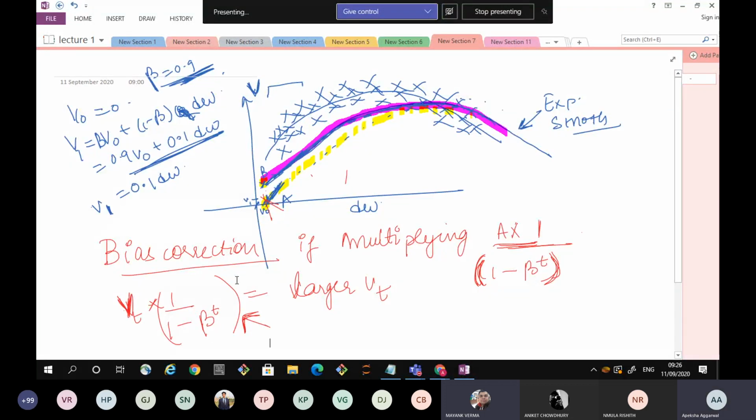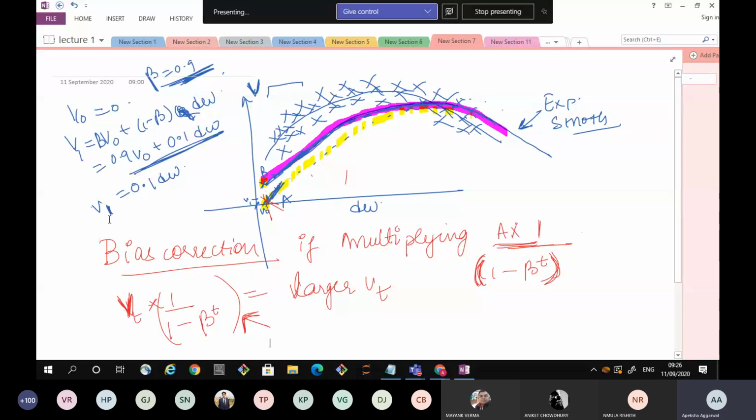Ma'am, V naught is equal to 0. If we multiply it by any number, it will always give us 0. For V naught we cannot change that, but we'll start with V1, the first value at time t equals 1. V naught is the initial value that we are giving as input so as to calculate my first point. First point is V1, and for V1 I'll get 0.1 into dW.